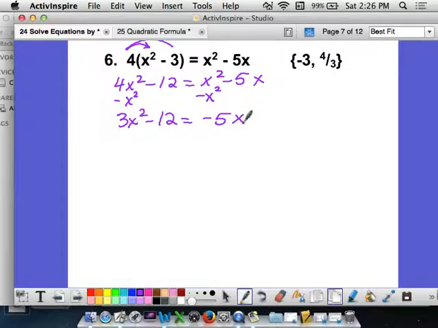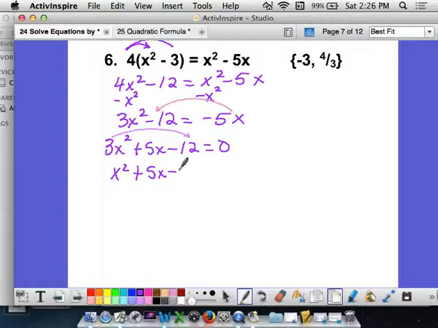Now I want to bring this 5x over and do two things. It's going to change signs from negative to positive, and I want to put it in decreasing power. So I have 3x squared plus 5x minus 12 is equal to 0. So I've set this equal to 0 and put this in decreasing power. Because this has a coefficient of 3, the method for factoring we'll have to use is bottoms up. So I'm going to multiply in 3 times 12: x squared plus 5x minus 3 times 12, which is 36.